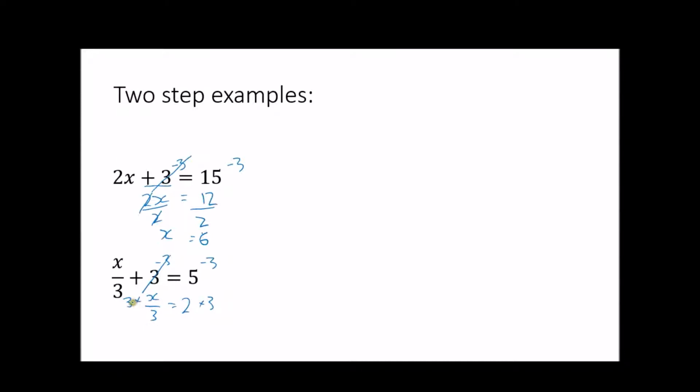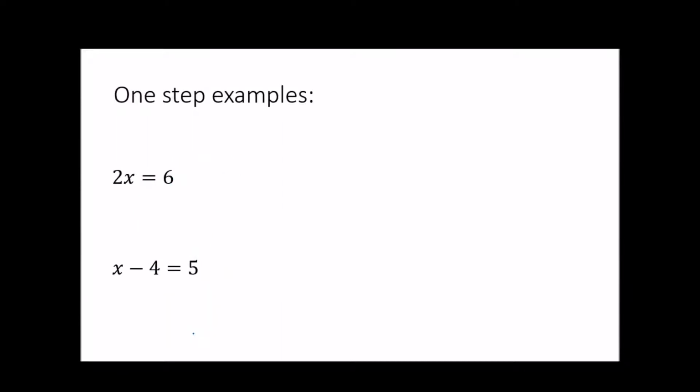So 3 times x over 3, well, 3 divided by 3 is going to cancel. I've now got my x by itself. 2 times 3 equals 6. And last one.